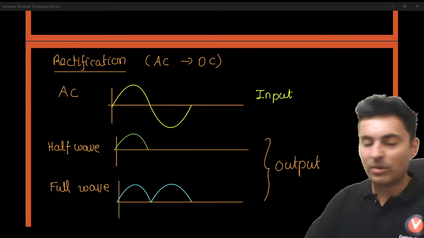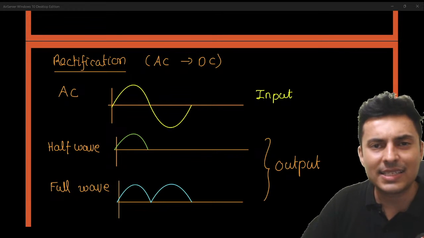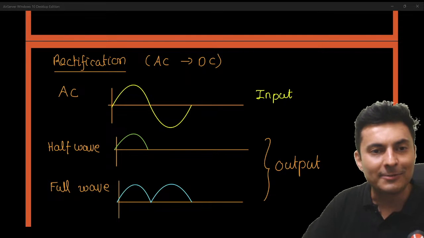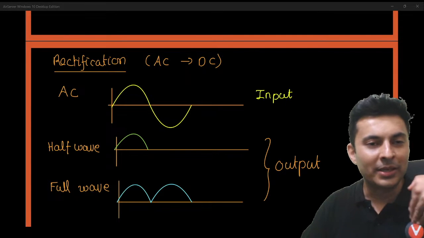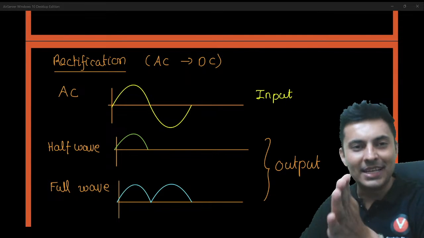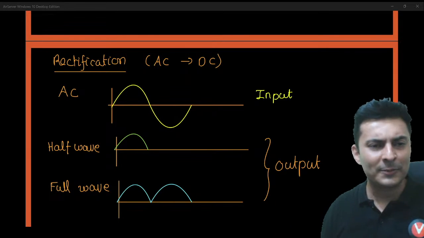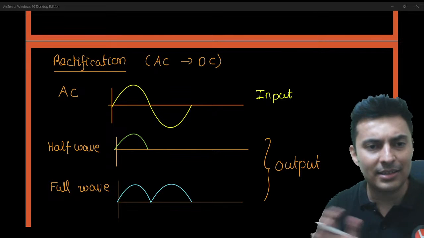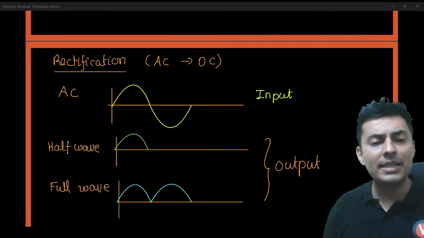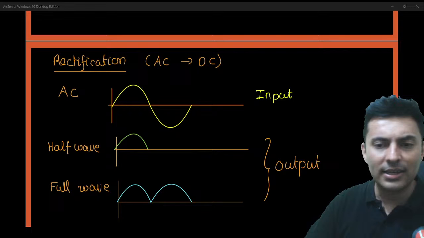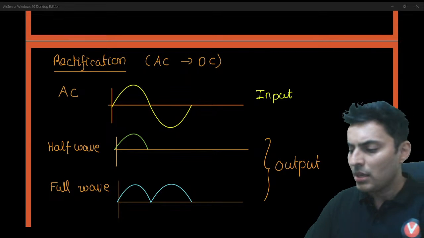Positive, negative decides the sign. It's telling you the sign of the current flowing. Sometimes this way, sometimes the other. If it is only positive, positive means current is only going in one direction. So half wave means only half of the cycle is converted. Full wave means the entire cycle is being utilized to convert it into DC.